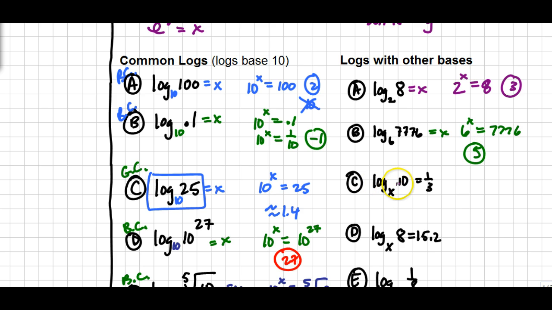On the next one, the base is what's missing, so if I rewrite it in exponential form, I get x to the 1/3 equals 10. To try to get rid of that fraction power, I would want to raise to the reciprocal, which would be 3 over 1, or just simply a 3.